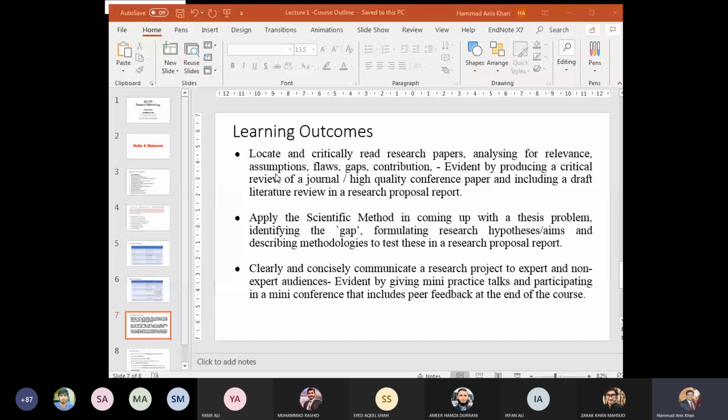Sir, what is the difference between research thesis and synopsis? Sorry? Research thesis and synopsis. What is the difference between research thesis and synopsis?